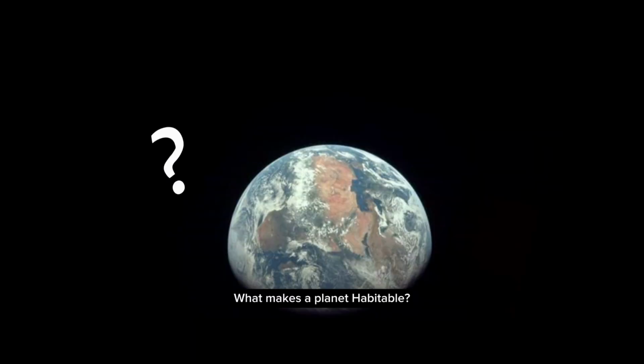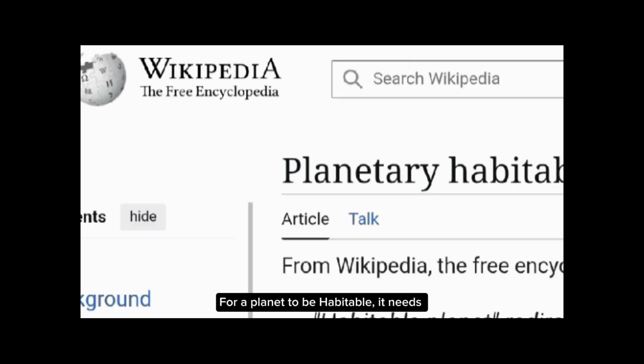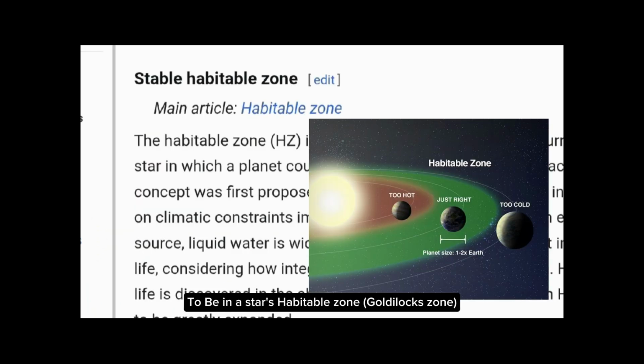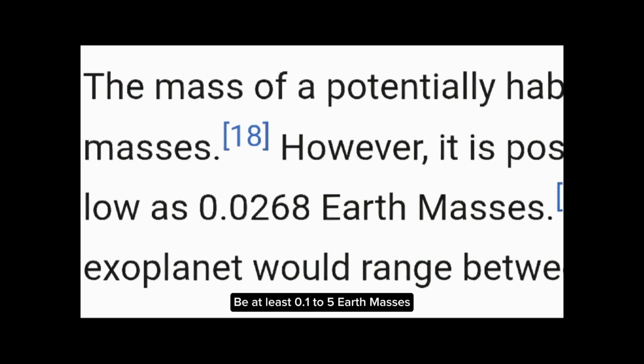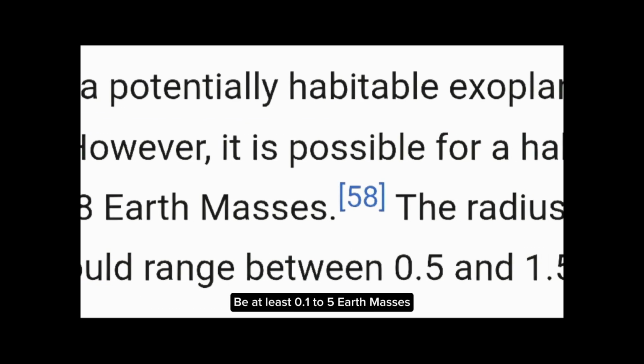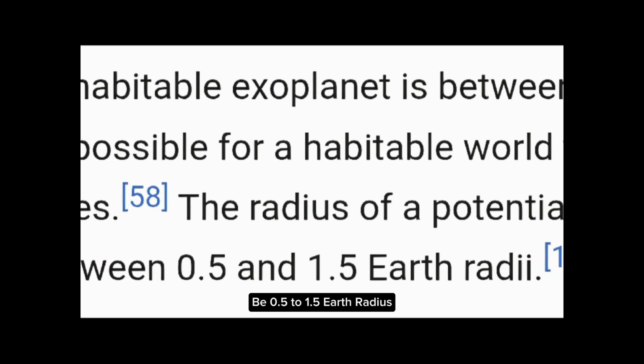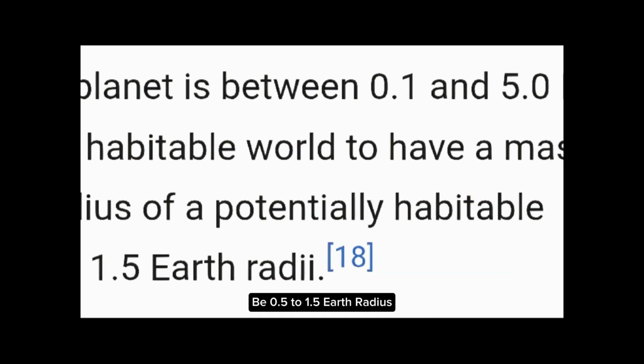Firstly, what makes a planet habitable? According to Wikipedia, the free encyclopedia, in order for a planet to be habitable, it must be in the star's habitable zone, also known as the Goldilocks zone. Its mass should be at least 1/10 of Earth, or 5 times as much as Earth's, and its radius should be at least half, or 1.5 times larger than Earth's.